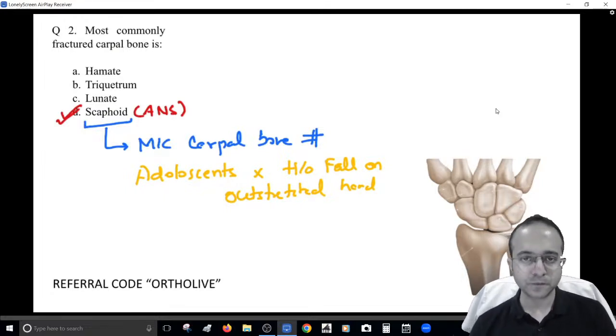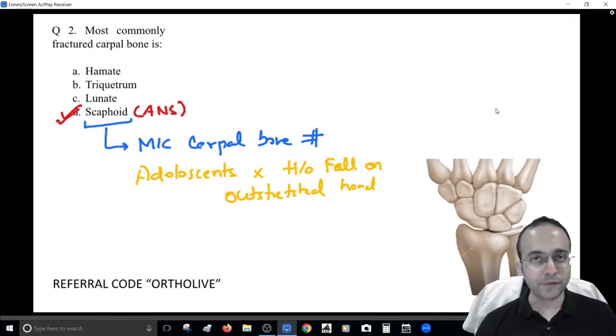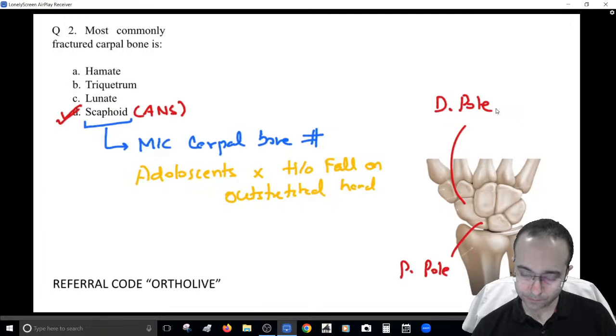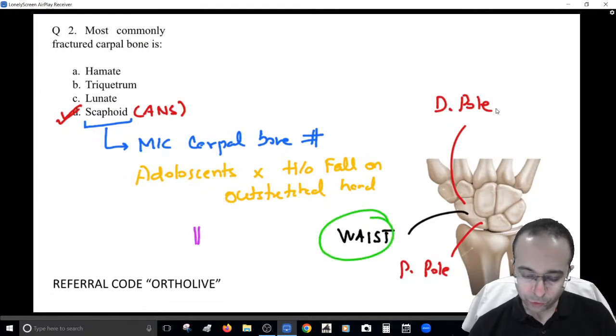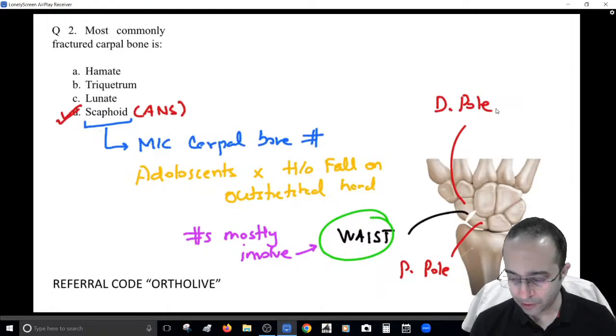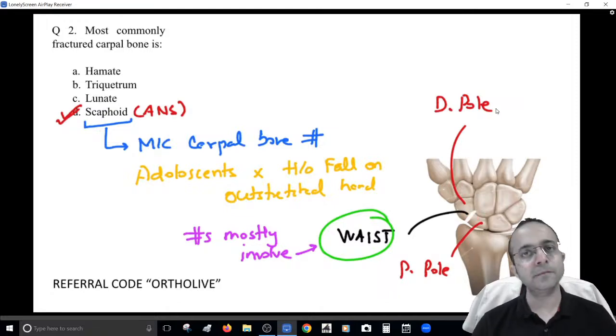scaphoid in the wrist. Now, in case there is a scaphoid fracture, this bone scaphoid has a distal pole, a proximal pole. Right in the center, there is an area called the waist. What you find with the fractures is that the fractures mostly involve this waist area. So a scaphoid fracture would by and large be a fracture through this particular area. That's the waist.